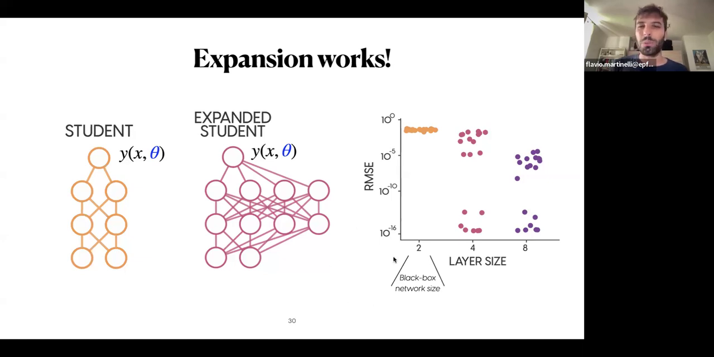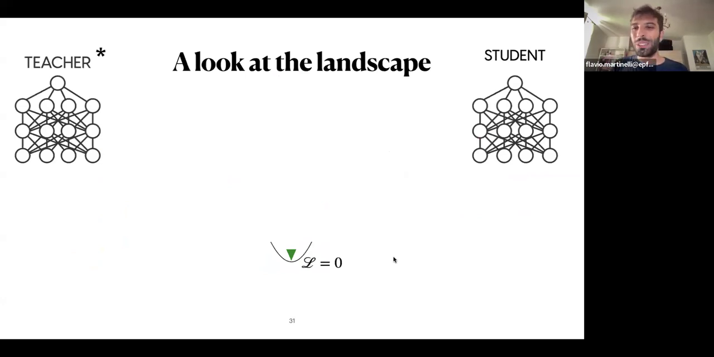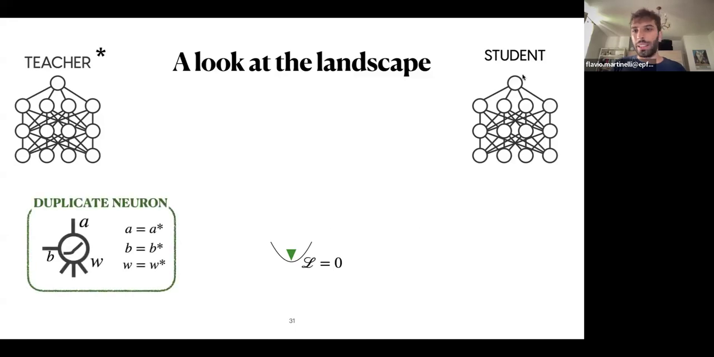So why does this work? Let's have another intuitive look at the loss landscape. Now we're looking at the point where student and teacher are of the same size. So this is the landscape, and there's a zero loss point. As I said, you can copy all the parameters of the teacher into the student, and then you get a zero loss point. Each of the neurons of the student will have to duplicate each of the neurons of the teacher. So there will be a one-to-one correspondence between the two networks to have this zero loss point.